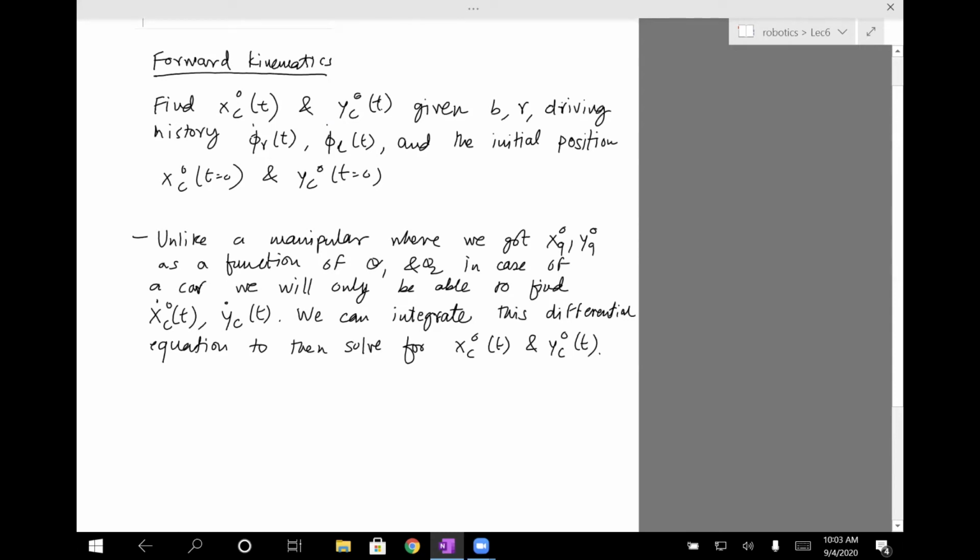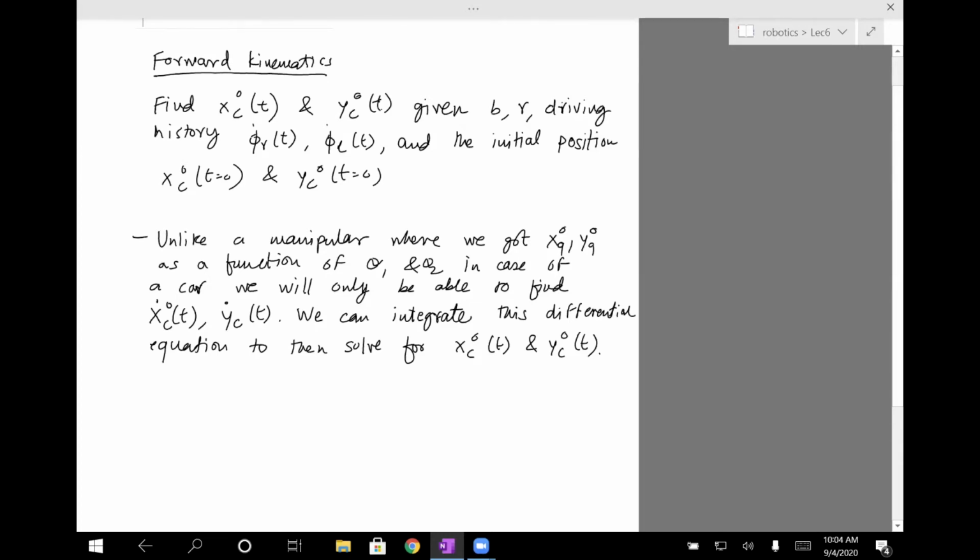Now, a big difference between a car and a manipulator is that for a manipulator, you had an explicit formula for the end effector, or the tip of the hand, for the two-link manipulator. In this case, we will not be able to find an explicit relation for the position C. We'll actually write a differential equation for C, which is x dot C and y dot C, and then integrate that as a function of time to get the position from the velocity.